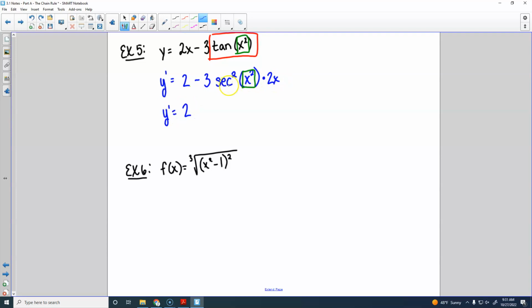Okay, so combining stuff here, all of this stuff is multiplied together. So this 3 right here and this 2x, we can multiply that together. So we could make this 6x secant squared of x squared. There's not really much else you can do with that. Just leave it.